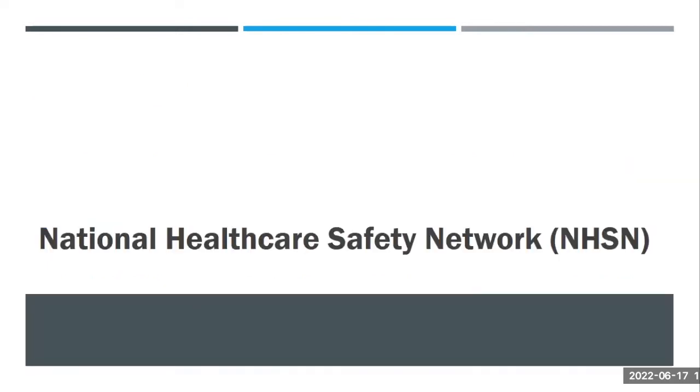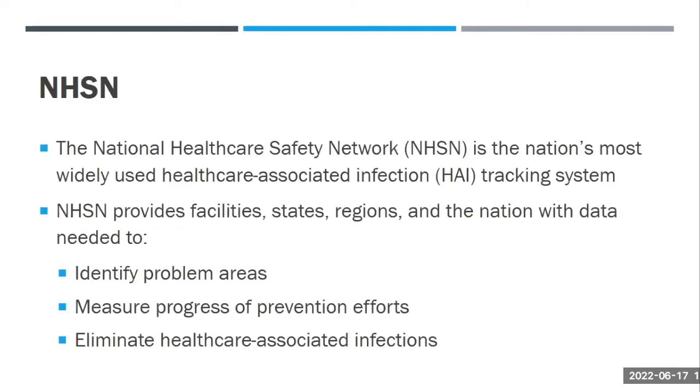But I think first it's important to talk about what actually is NHSN. It's the National Healthcare Safety Network. You are probably more familiar with this with regards to healthcare-associated infections. Specifically, the NHSN is the nation's most widely used HAI tracking system. It provides facilities, states, regions, and the nation with data needed to identify problem areas, measure progress of prevention efforts, and eliminate healthcare-associated infections. And so that is the primary use of this.